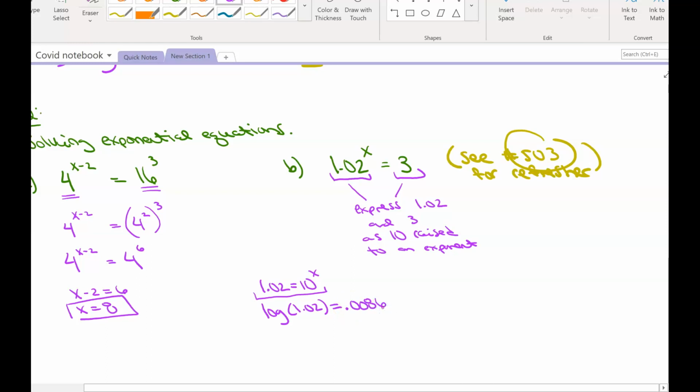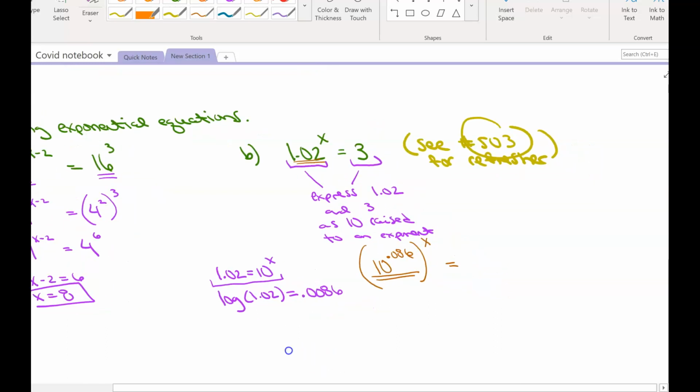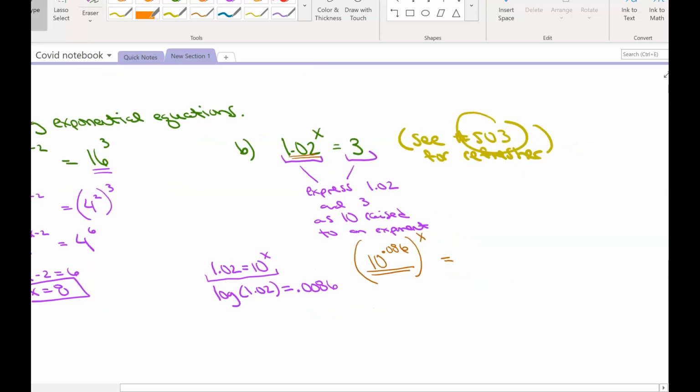0.0086, right? So then we said, okay, well, let's rewrite 1.02 as 10 to the 0.086 because this number is now 1.02. Oh, raised to the power of x, can't forget that, okay? Equals, and then we said, okay, well, let's figure out what 3 is, right? What is 3? Okay, that's the side work.